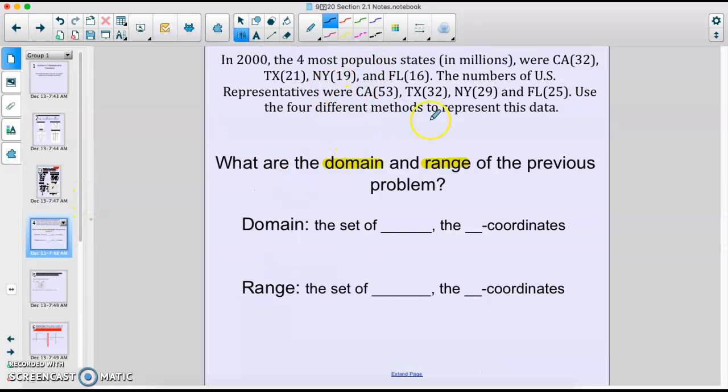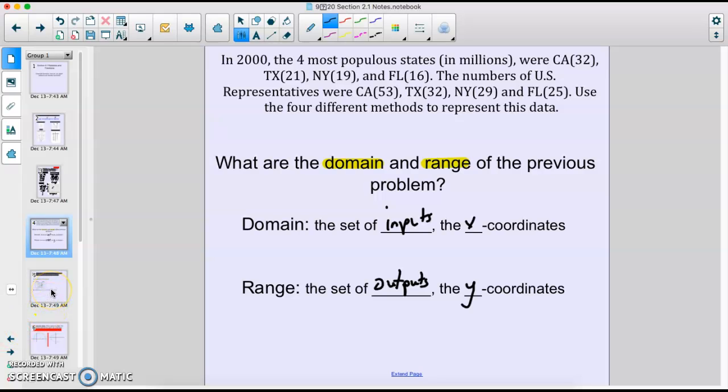So with our same problem, what are the domain and range? I touched on it in the last slide. The domain is the set of inputs, in other words, the x-coordinates. The range is the outputs, and it's the y-coordinates. Domain is the x-axis, range is the y-axis.